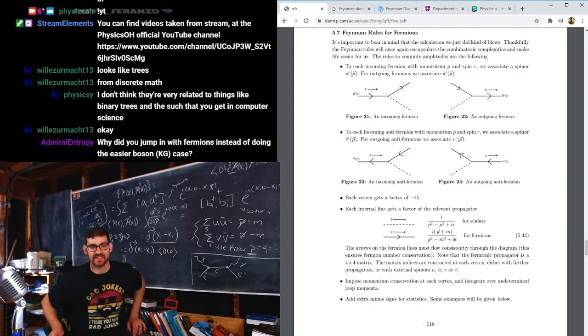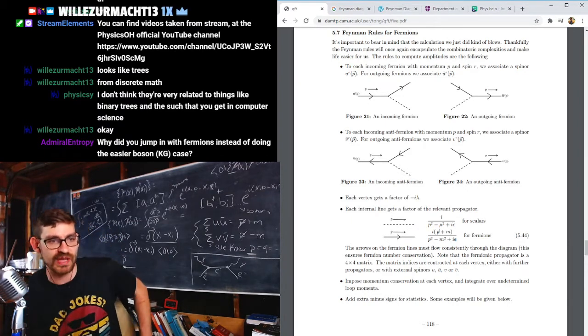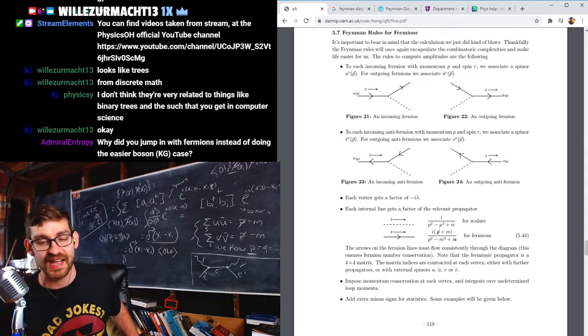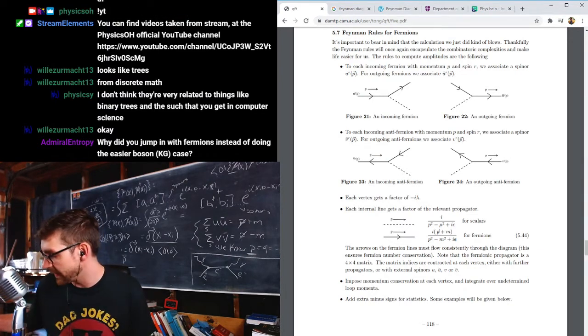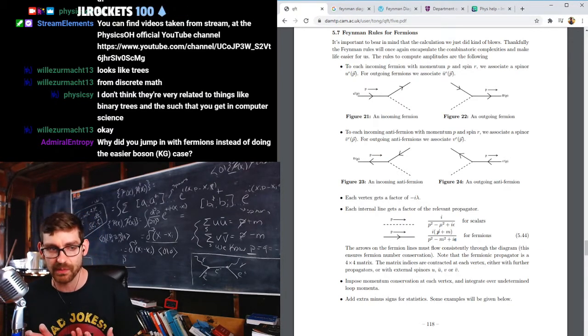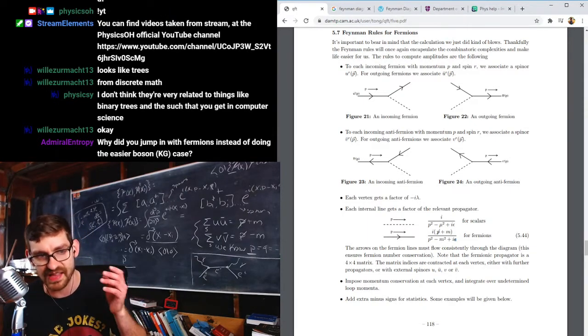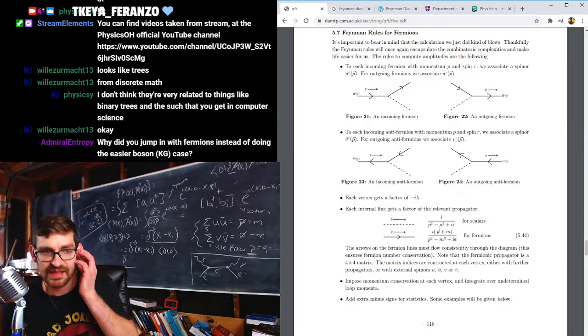You can do the same thing with scalars. Why did you jump in with fermions instead of doing the easier boson? I don't know 100%. I wanted it to be something a little more tangible. The scalar boson, like what he's saying, the easier boson in the Klein-Gordon equation, that's a lot easier.